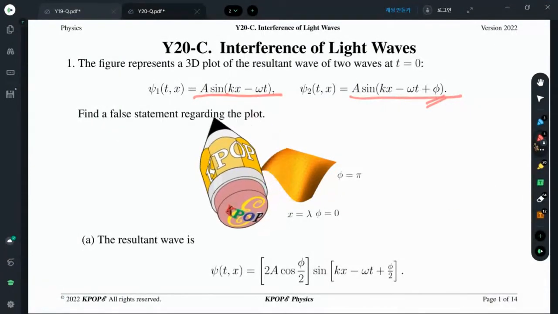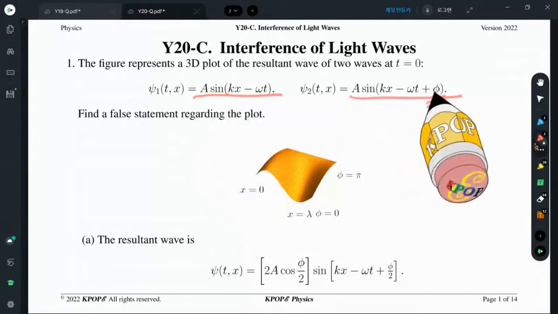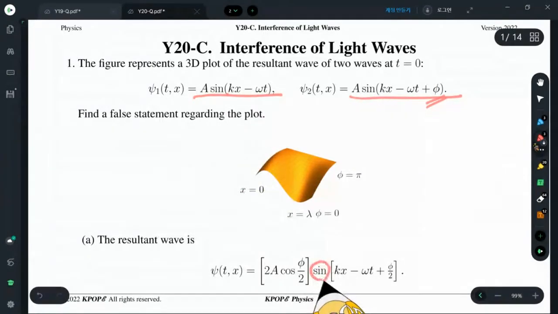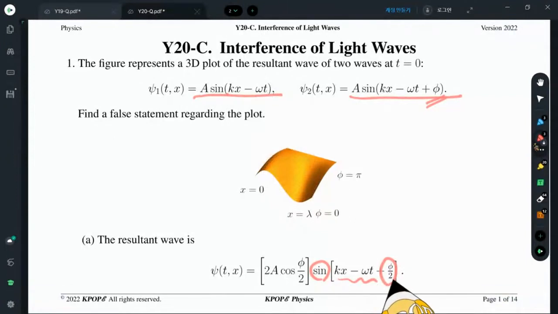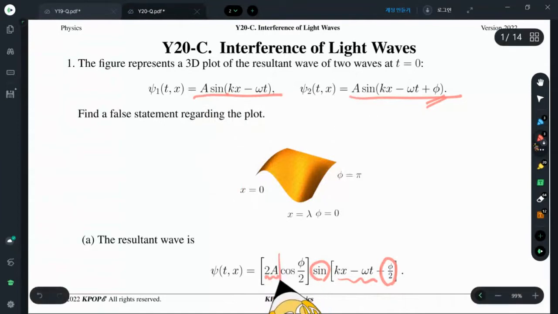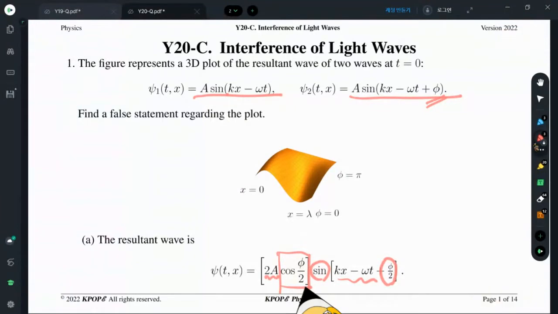The resultant wave of these two is the same as a sine, an average value that has a phase difference from this by 1/2 of phi, and the amplitude is 2 times A multiplied by cosine 1/2 of phi.